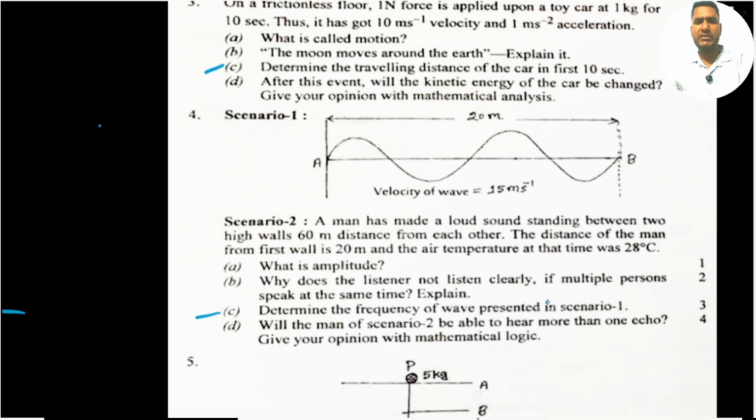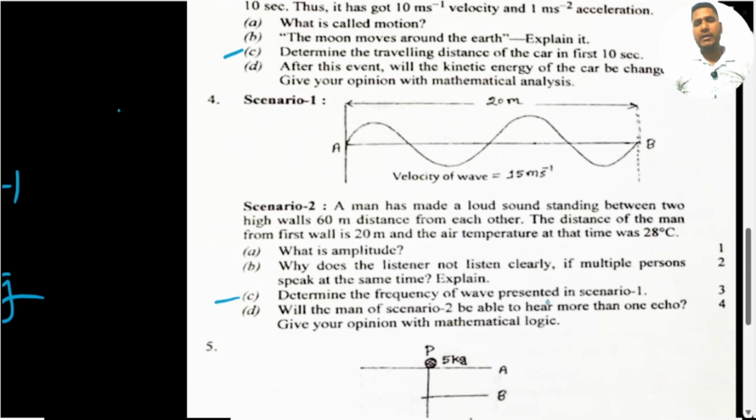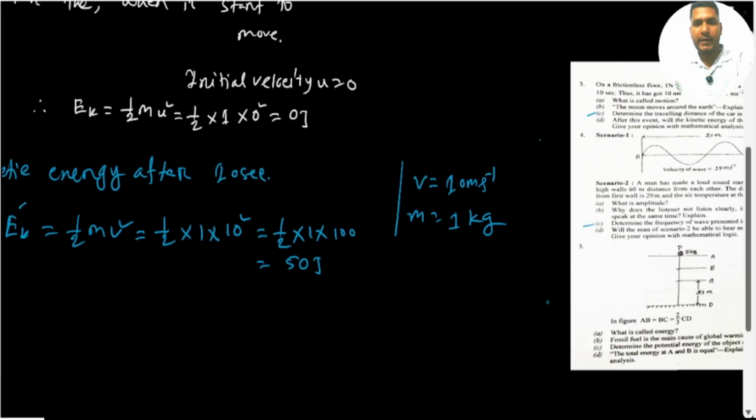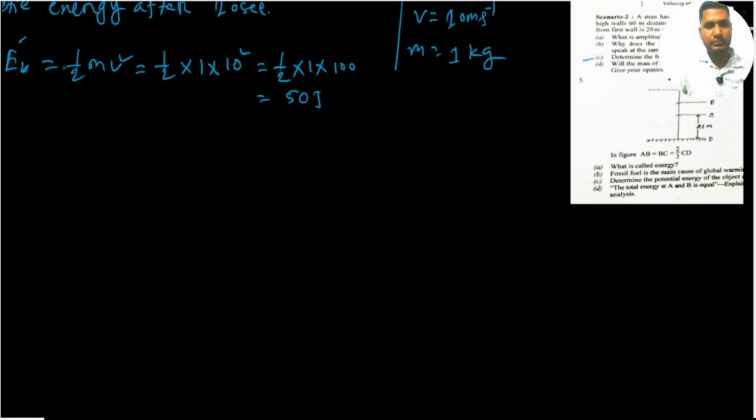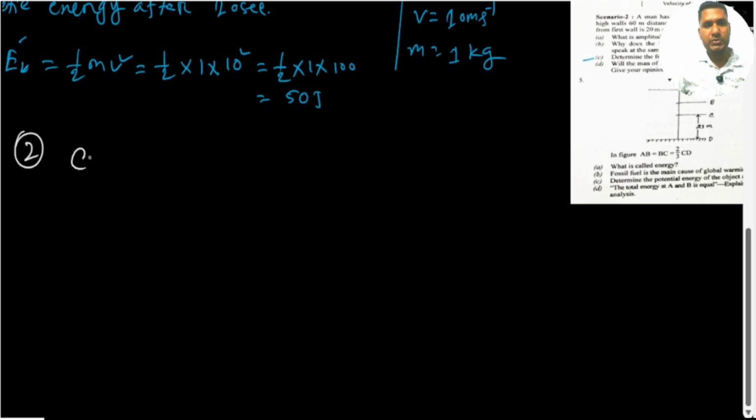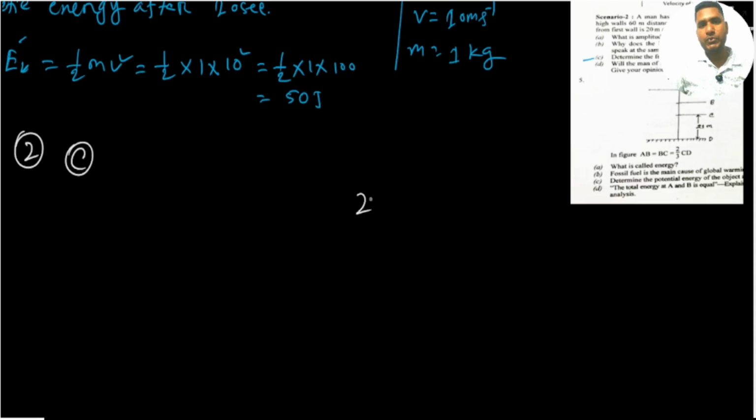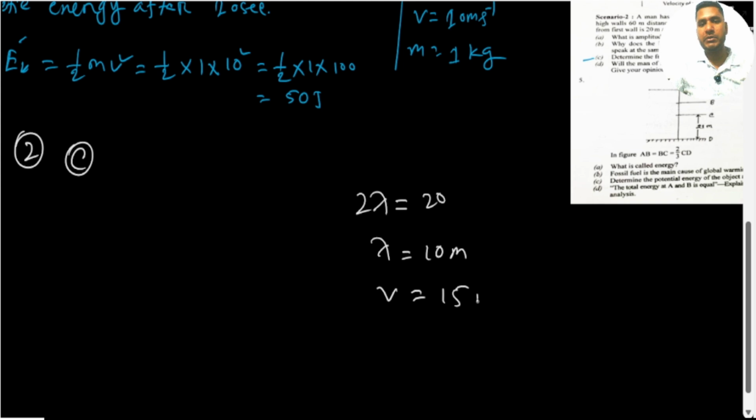Okay, this is also an easy question for you, I know. Here lambda is not directly given. For 2 lambda distance is given here, and the velocity of the wave is also given here. So we can easily calculate the frequency. Here, question number 2 C, what is given here? From the figure, we can see for 2 lambda the distance given is 20 meter. So lambda will be 10 meter only, and velocity of that wave is 15 meter per second.